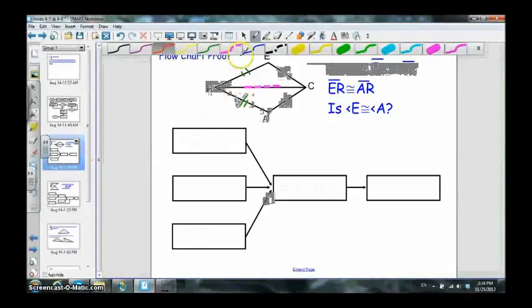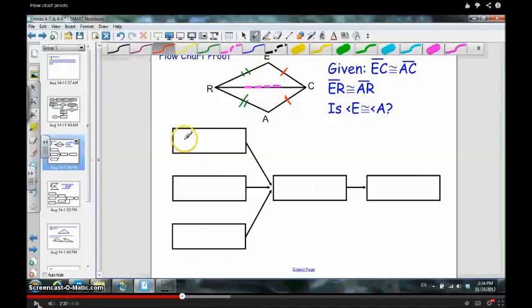Once I've gotten that I can justify these two triangles being congruent, then I can make the case that the angles E and A are congruent by CPCTC. Oh, we've heard CPCTC. Everyone say that again. CPCTC. Okay, one more time.